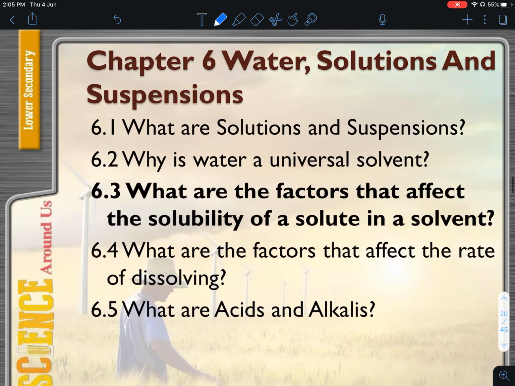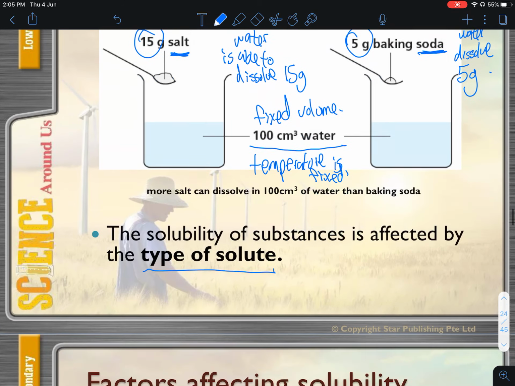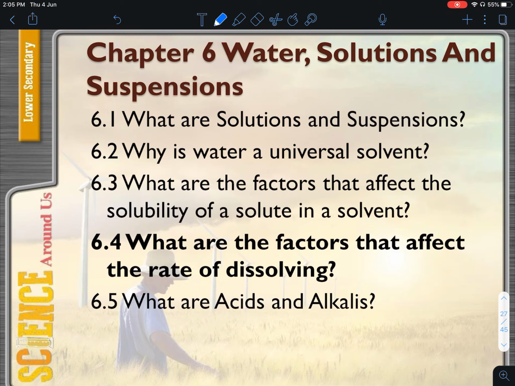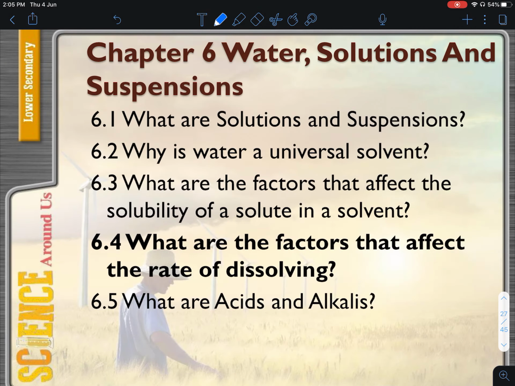So in our next lesson, we'll be talking more about the factors that could affect the rate of dissolving. And if you want, you can pause here to recap what you have learned. Otherwise, you can always click the next video to follow up in the next segment.